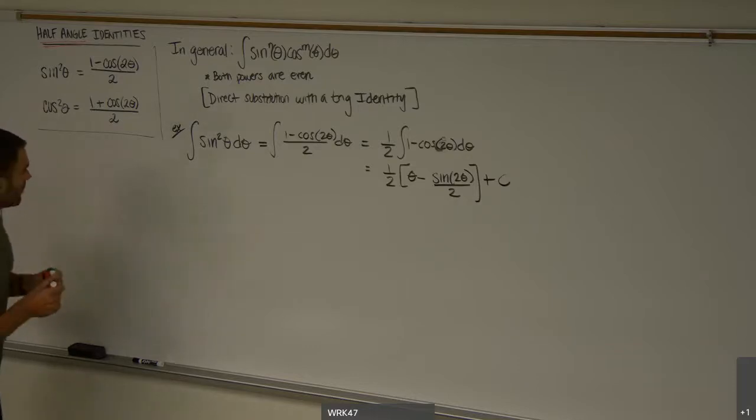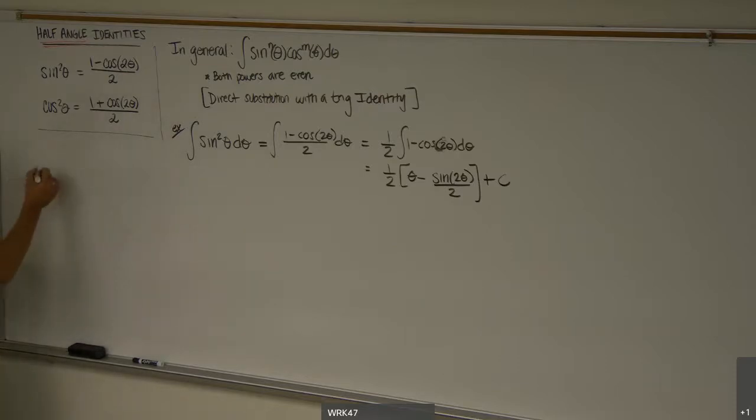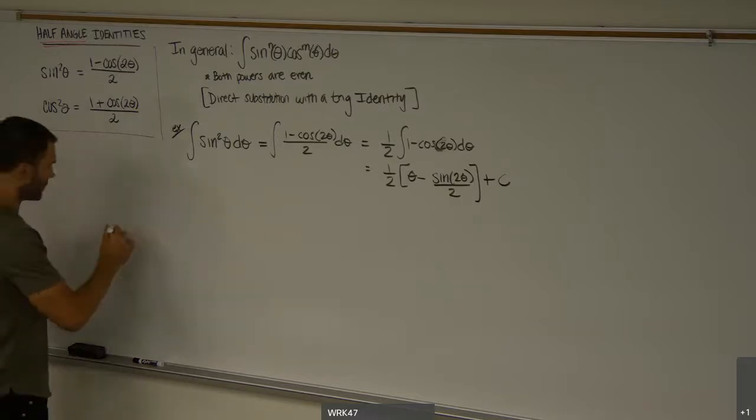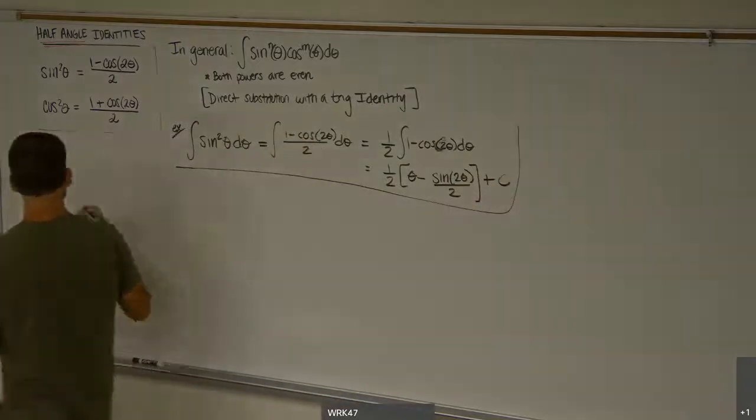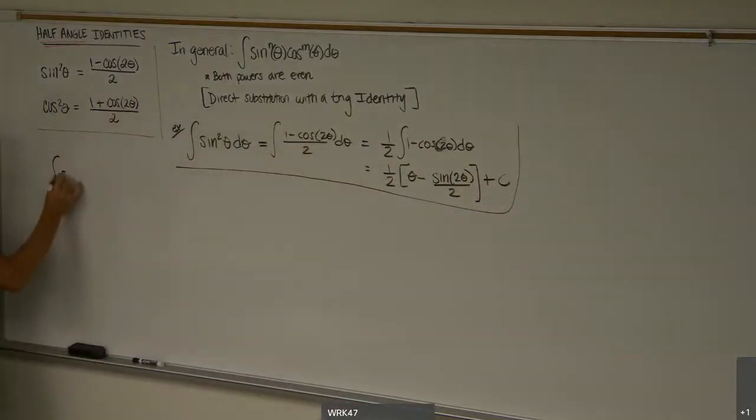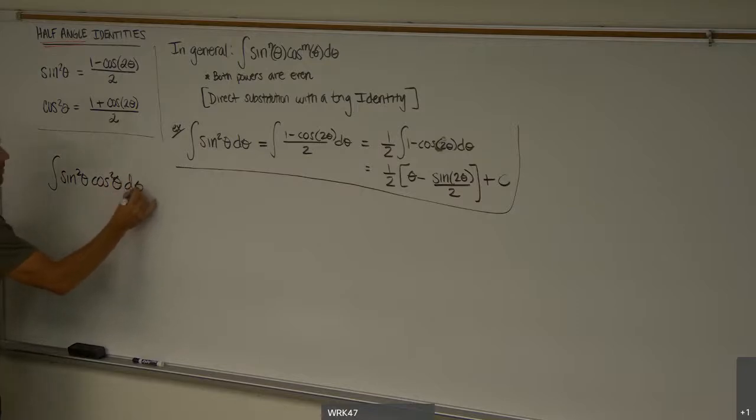All right, well that's great. Well, what if we have multiple even powers? Let's look at what happens if we have sine squared, cosine squared. Let's throw both of them in and make both of them even. So let's box this out real quick so we don't run into it. Start here, and let's do sine squared theta, cosine squared theta. Both of them are even now.